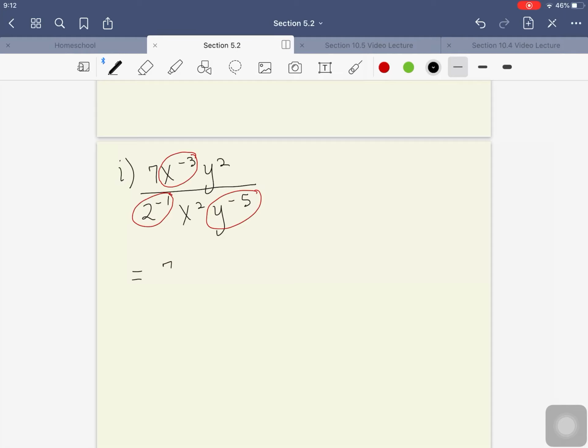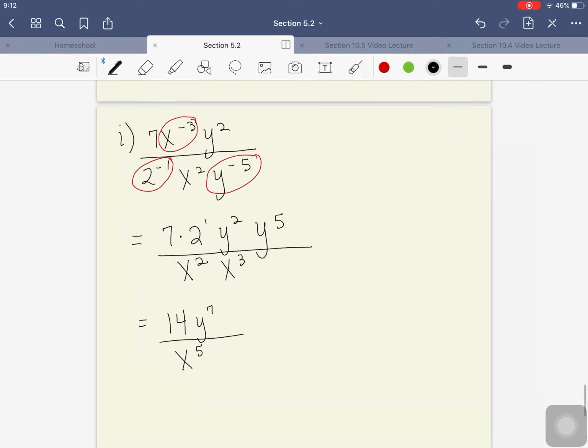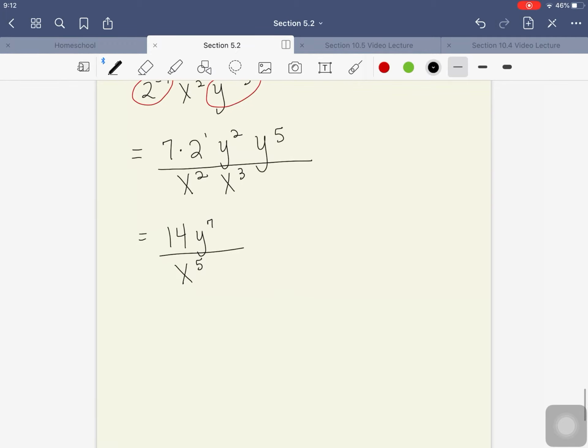So that would be 7 times 2 to the positive first, y squared and y to the fifth, over x squared stays where it is, and x to the positive third comes down. So now we're going to multiply 7 times 2, and that's 14. Y squared times y to the fifth, you would add those exponents, y to the seventh, over x to the fifth, because again, we add the exponents.